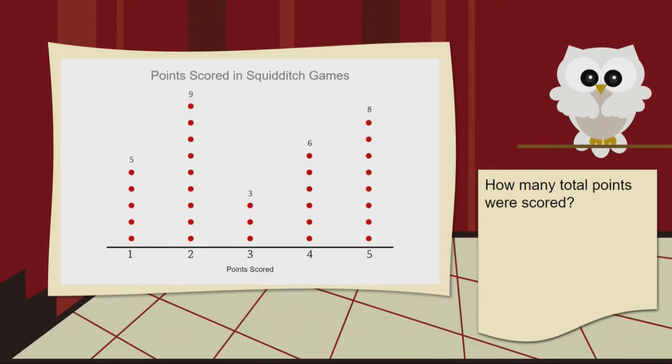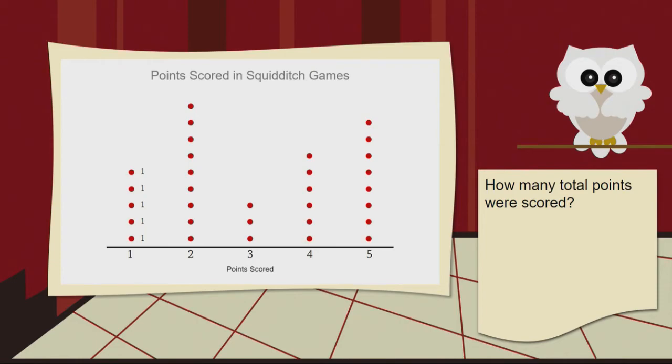How many total points were scored? Now what you're not going to do is add 1 plus 2 plus 3 plus 4 plus 5, because those are points scored. That would mean that they only played 5 games and they scored 1 in this one and 2 in this one, and 3 in this one, 4 and 5 in the last one. That's only 5 games. We can see they clearly played more than 5 games.